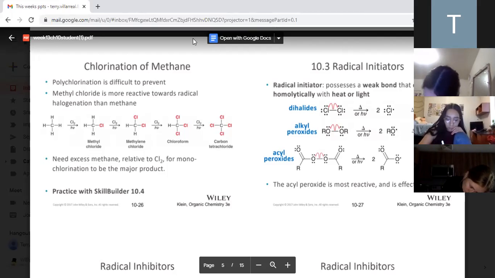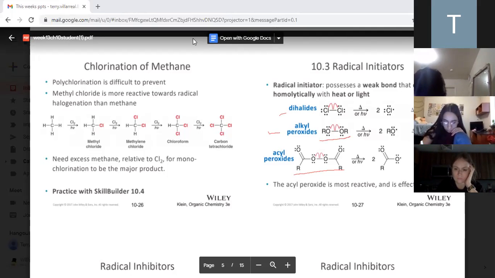Okay. So the next thing to think about is, what are our radical initiators? Meaning, when I think about this type of reaction, what's actually going to be a possible radical? So the 3 that we have here are dihalides, so anything like Cl2, Br2, or whatever. Alkyl peroxides, things like hydrogen peroxide, you basically break that OO bond. And then acyl peroxides. So these are your 3 common initiators that you'll see as you go through reactions.